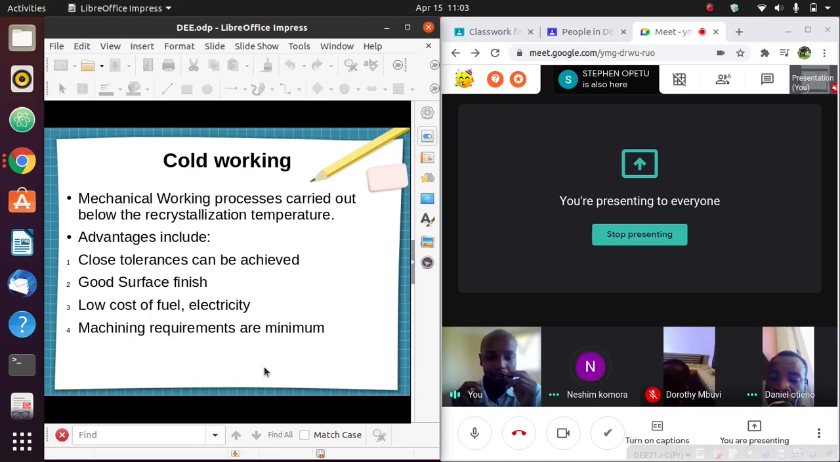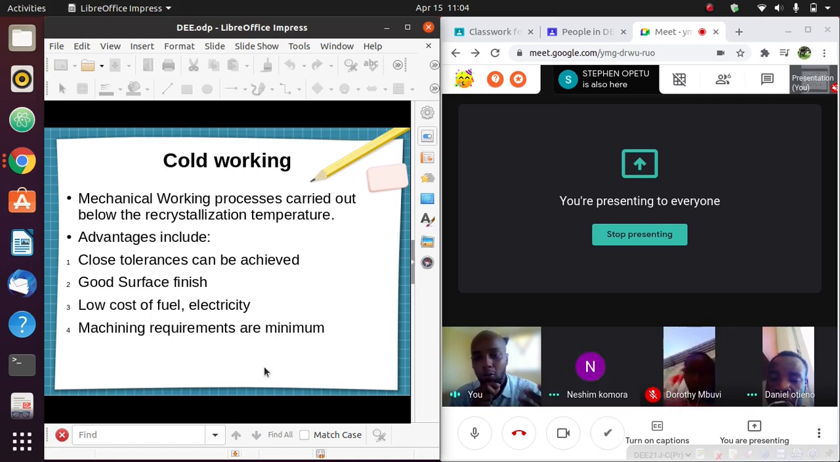Now this type of processes that are done using cold working have advantages. One of those advantages is close tolerances can be achieved. That means that if I want to make a chair, and that chair dimension yake ni 10 centimeters by 10 centimeters, then it is easier for me to achieve 10 centimeters by 10 centimeters ama something close. My tolerance labda itakuwa plus or minus 1 or 2 centimeters.